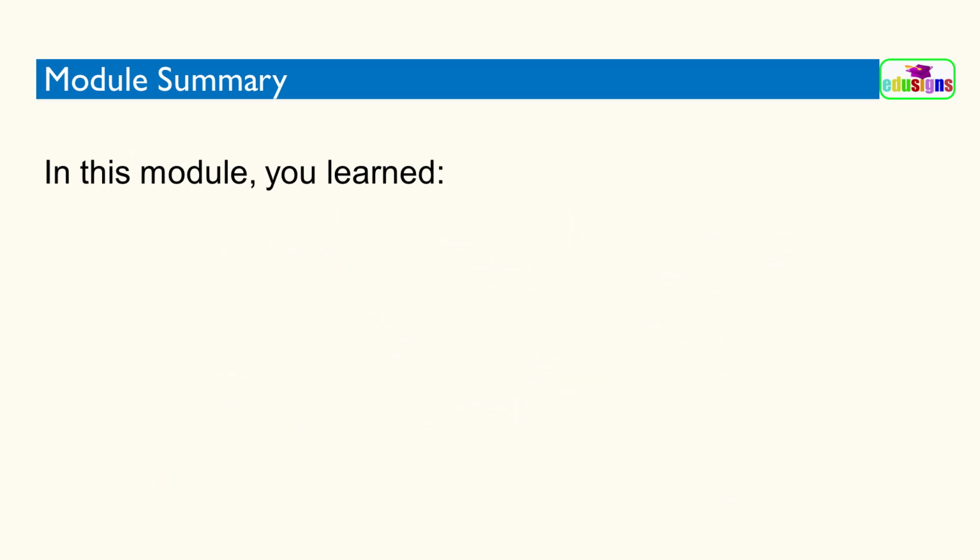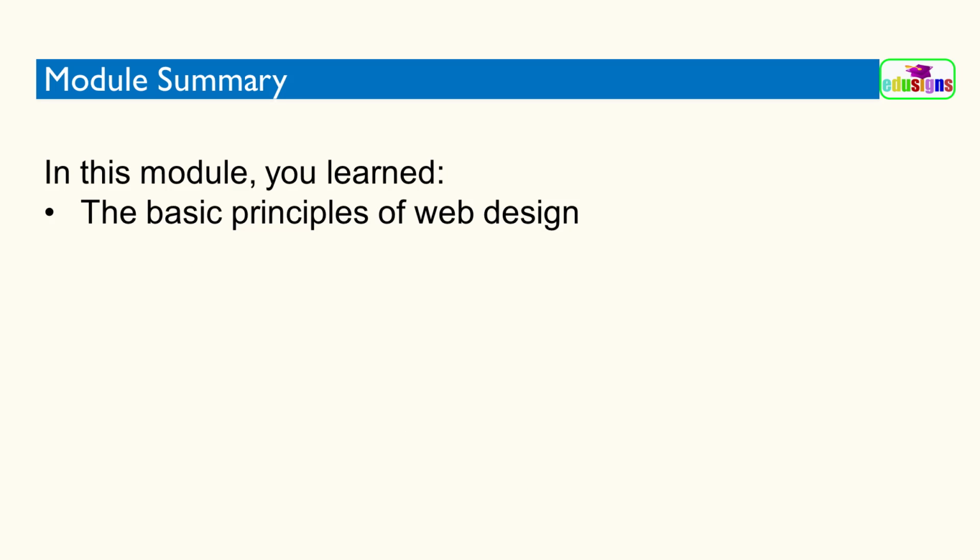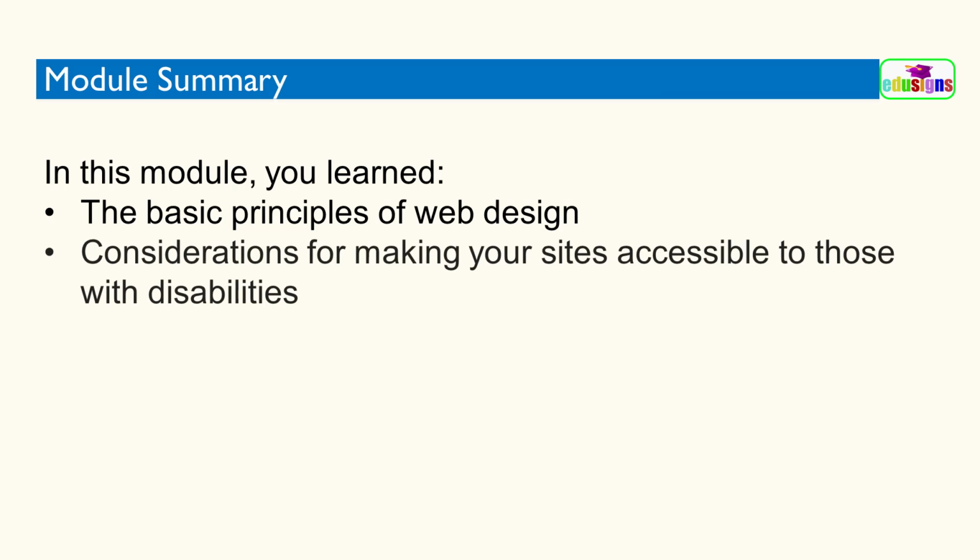In this module, you learned the basic principles of web design, including how to use typefaces, color, and multimedia effectively. How to make your websites accessible to those with disabilities. We mentioned that visually impaired visitors may use screen reading software to read text, including alt text, aloud as a means of accessing visual resources. Hearing impaired visitors rely on closed captioning or transcripts to access audio resources.